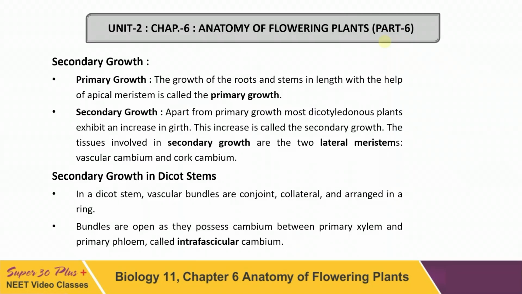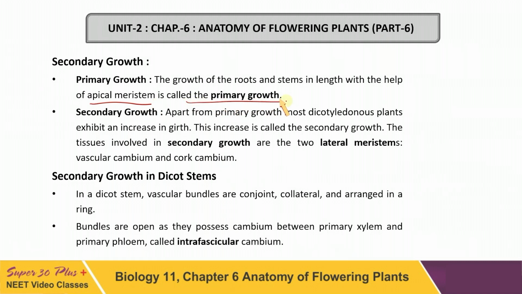This is part 6, chapter 6, Anatomy of Flowering Plants. In this part, we have to discuss secondary growth. You are familiar with primary growth. Primary growth in root and stem is because of apical meristem, that is shoot and root meristem, and this growth is known as primary growth.